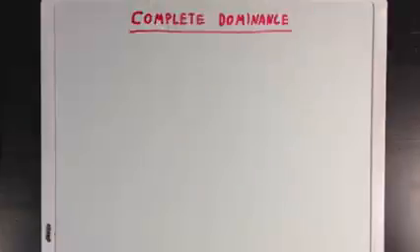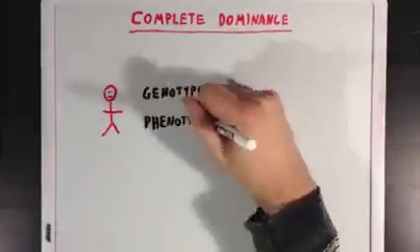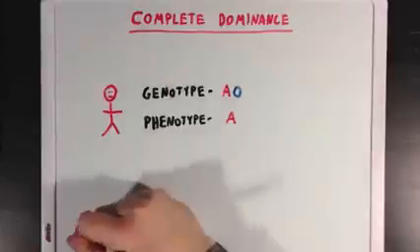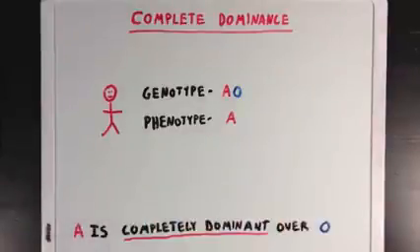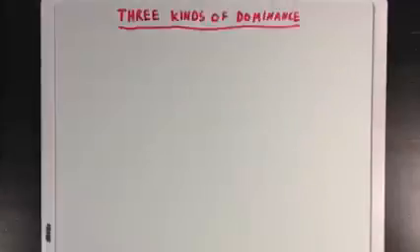Now, the example that I just gave you was an example of complete dominance. So if the person had a genotype AO, since our phenotype is just blood type A, it means that the A allele is completely dominant over the O allele, and only the A allele from the genotype is expressed in the phenotype. But there are actually three different patterns of dominance that I want you to be familiar with.